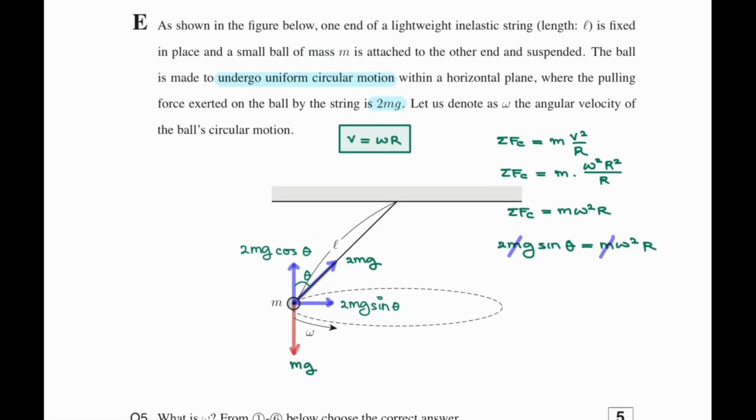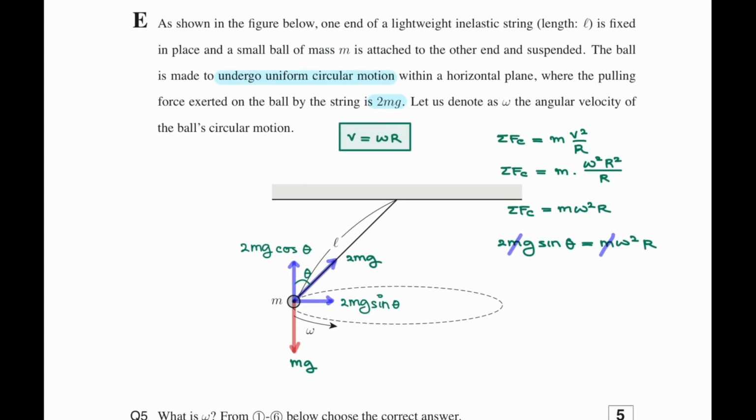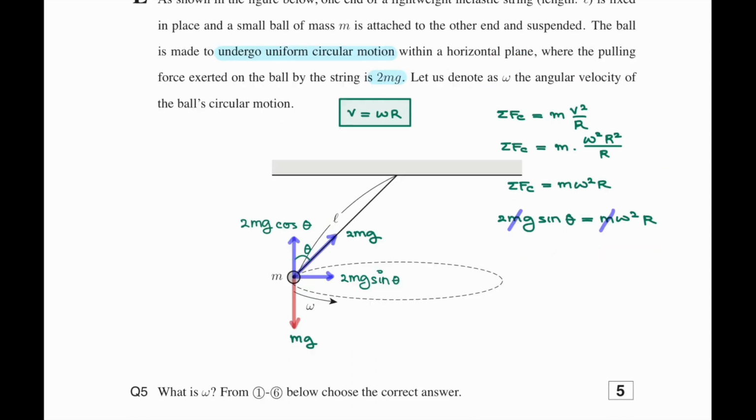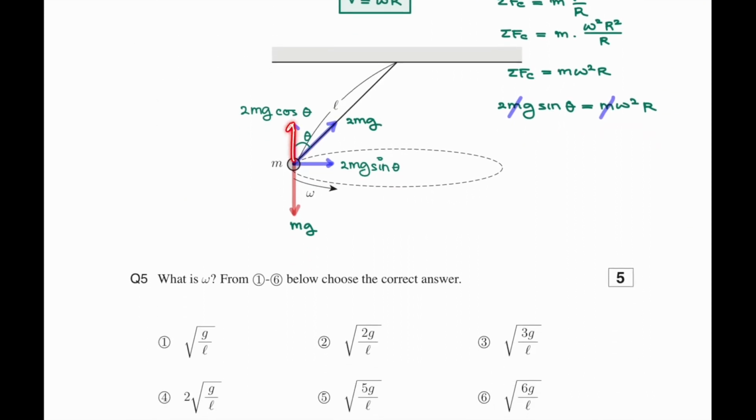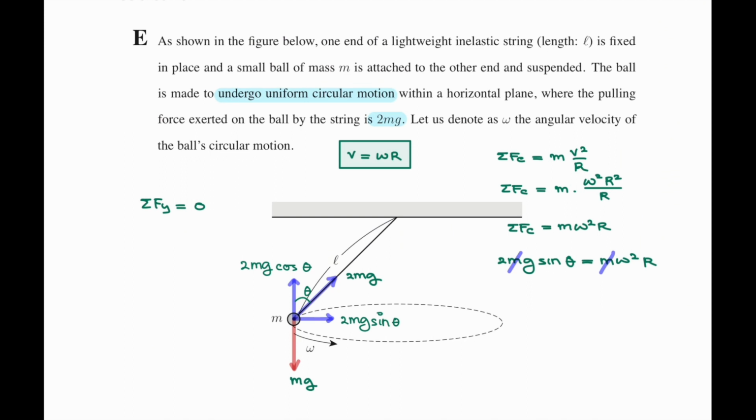Since the object undergoes uniform circular motion within a horizontal plane, that means there is no change in the level of this ball. That means 2 mg cos theta must equal mg. Or I can write down net Fy equals 0. The resultant force in the vertical direction is equal to 0, so that the ball will undergo horizontal circular motion.